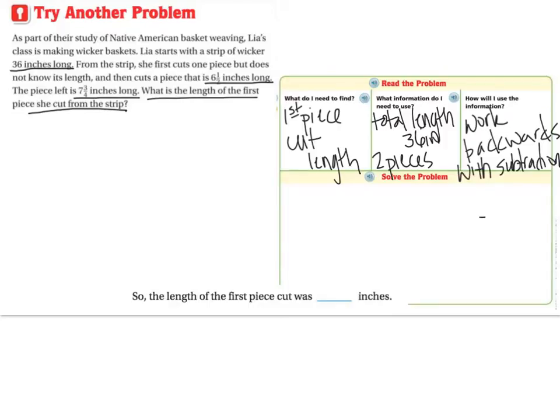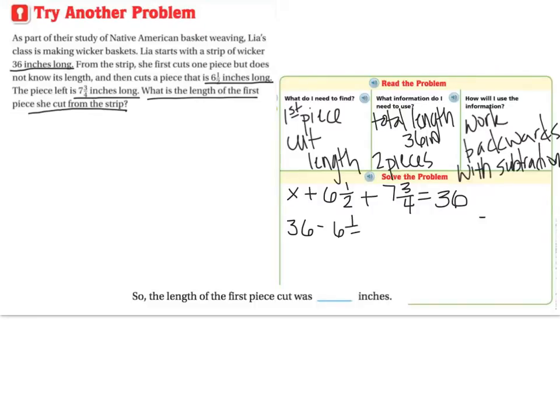So starting with the equation, I had the first piece I don't know the length of. I had the second piece that she cut, which was 6.5 inches long. And then I had the third piece, which was 7 3/4 inches long. And when I put those three pieces together, I have the total length of 36 inches. I'm going to work backwards by starting with that total, and I'm going to subtract the pieces I do know.